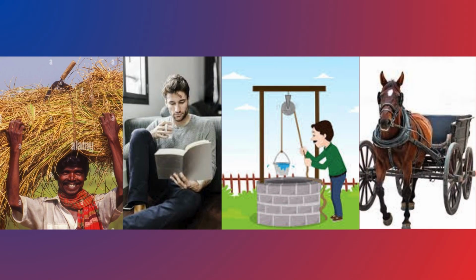Now let us have a look at these examples. In the first case, a man is holding a bundle of hay on his head. In day-to-day language, we know he is doing work, but in science he is not doing any work because here he is just holding the bundle of hay on his head. There is no displacement. So when there is no displacement, work done is zero.